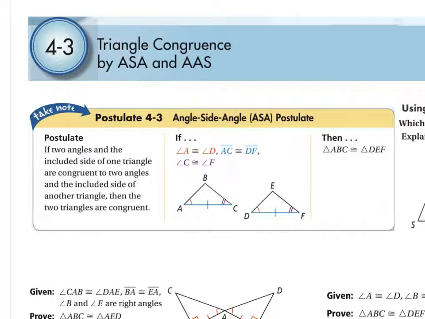So, today we're going to start talking about section 4-3, which again, we're dealing with shortcuts to prove triangles are congruent. So, we have currently two shortcuts. Let's see, I'm going to call these triangle congruence shortcuts. We have two of them. Which ones do we know? Which ones have we been using in the last assignment?